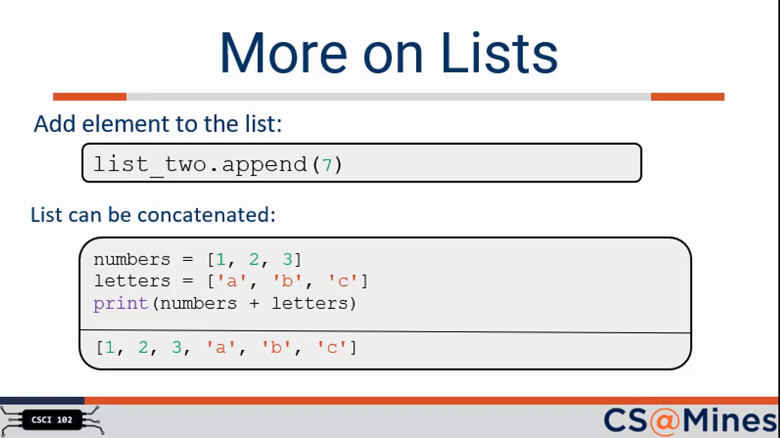As you might imagine, there are many different functions in Python that allow you to modify and use lists. For example, the append function adds an element to the end of the list. The first example on this slide shows how you would add the integer 7 to an existing list called list2. Lists can also be concatenated, or joined together, by simply adding the 2 lists together. The second example on this slide shows a list of numbers and a list of letters that are concatenated together and printed. In this example, the numbers in the numbers list are printed before the letters in the letters list.